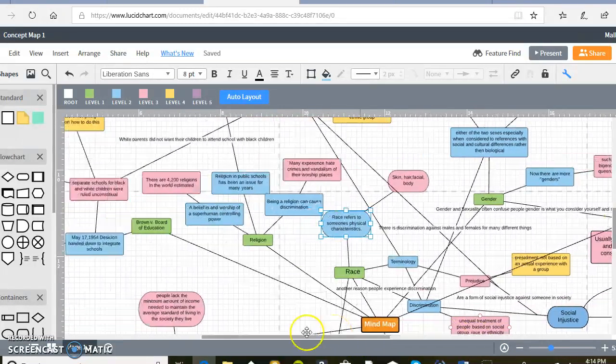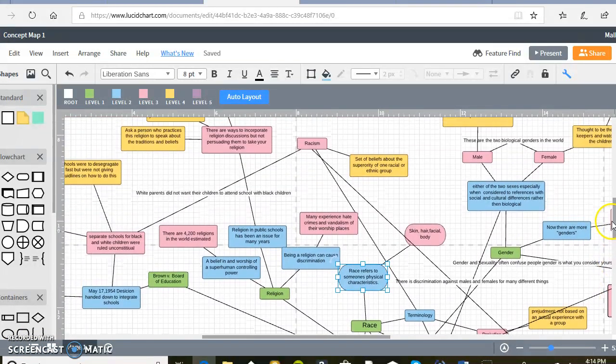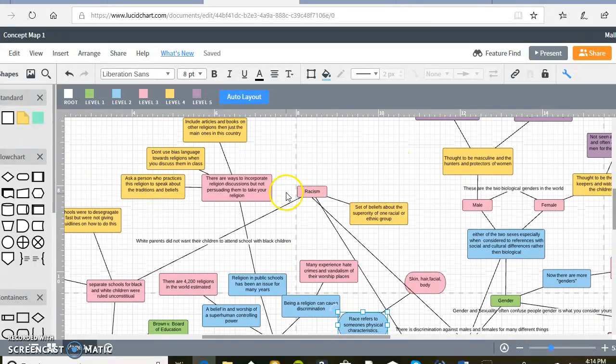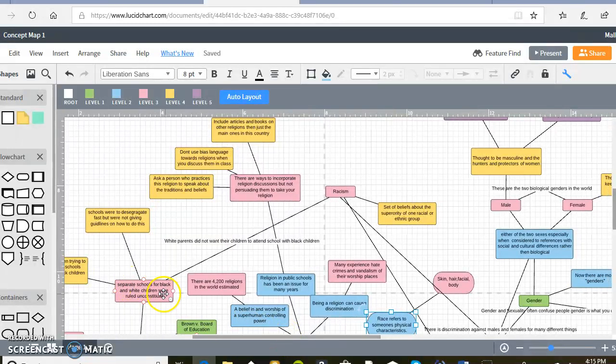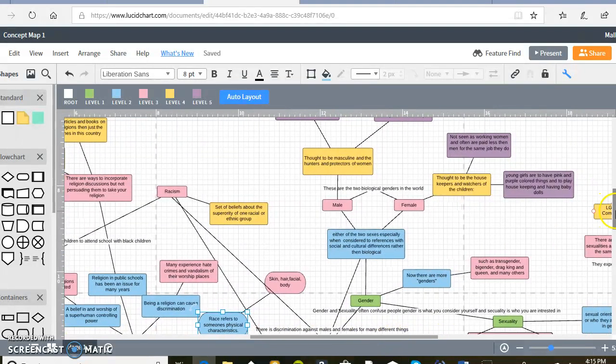And I went on to connect racism, which is off of race as a terminology, with the Brown versus Board of Education, being that this is a racist case, with the underlying factor being that white parents did not want their children to attend school with black children. With that racism, they had separate schools for white and black children, and this was later, under this court case, ruled unconstitutional. So they eventually had to blend the schools together.